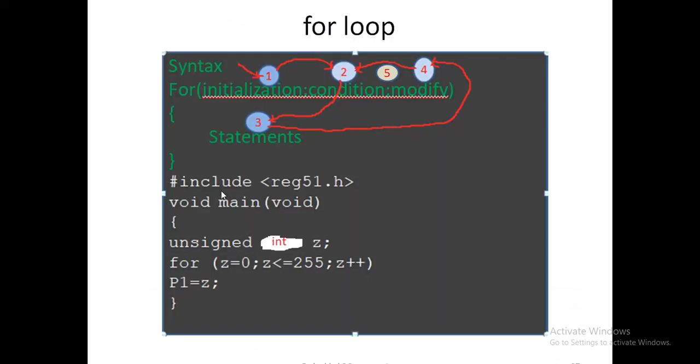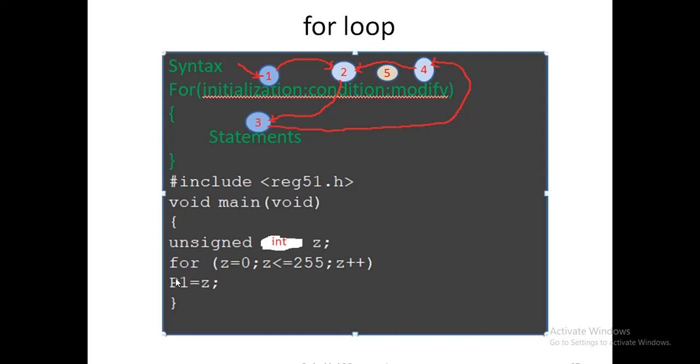Just look at this. In the first program I am using unsigned int. I take one program where I want to pass the values 0 to 255 to port 1. In the first line you can see #include reg51.h, which is a header file. I hope you came across header files in your first year BTech course on C programming. Suppose you are using printf and scanf, you must include the header file stdio.h.